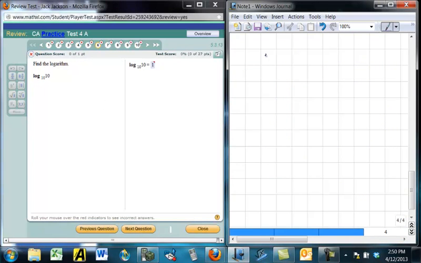Find the logarithm. Log base 10 of 10 is the x we're looking for. We're saying 10 to the power x equals 10. Well, obviously the power is 1 there.